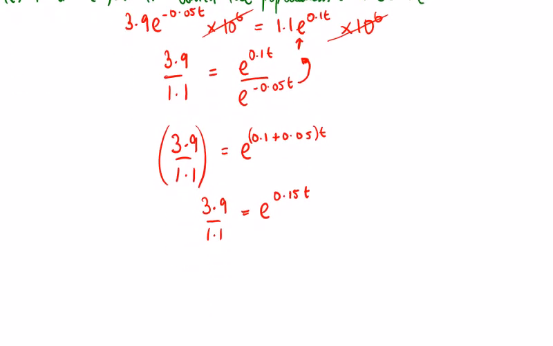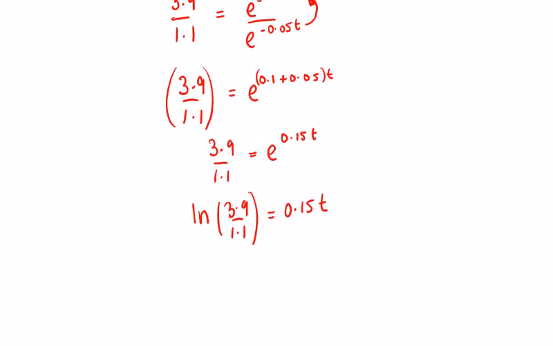And again, I can use my natural log rules here. I'll get the natural log of 3.9 over 1.1 is equal to the power of the other side, which is 0.15t. So rather than simplifying it down too early, we can just say t is equal to the natural log of 3.9 over 1.1 divided by 0.15. Just double check this on a calculator.